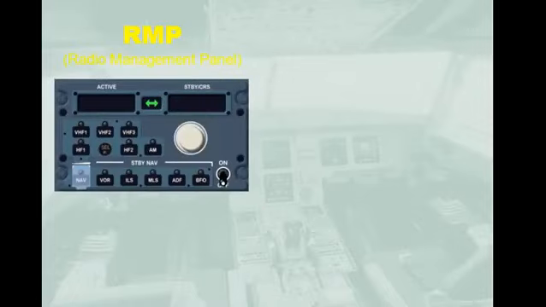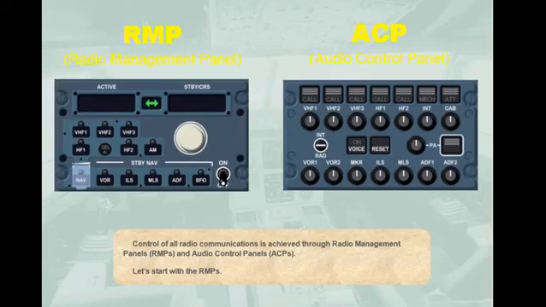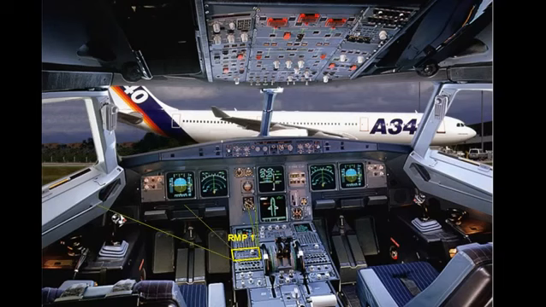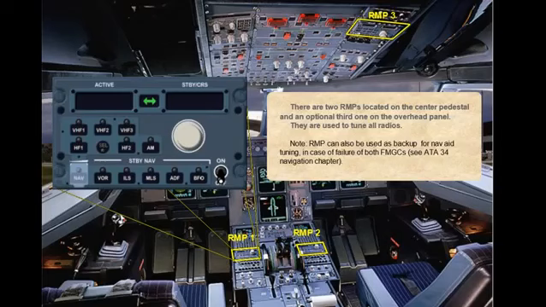Control of all radio communications is achieved through radio management panels, RMPs, and audio control panels, ACPs. Let's start with the RMPs. There are two RMPs located on the center pedestal and an optional third one on the overhead panel. They are used to tune all radios. Note, RMP can also be used as backup for nav-aid tuning in case of failure of both FMGCs. See A320 navigation chapter.